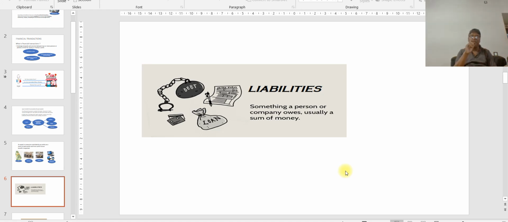Then liability. Something a person or company owes, usually a sum of money, is known as liability. It means when the business borrows from a bank or any financial institution for the smooth functioning or expansion of its business, that is treated as liability. And the business has to pay regularly in case of a term loan, EMI, which includes principal plus interest. But if it is a working capital loan, the business has to transact within a vested limit fixed by the bank.